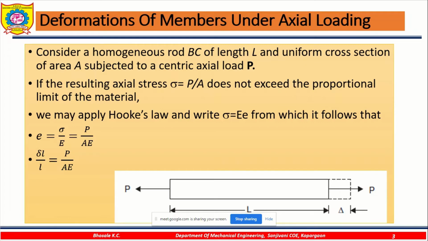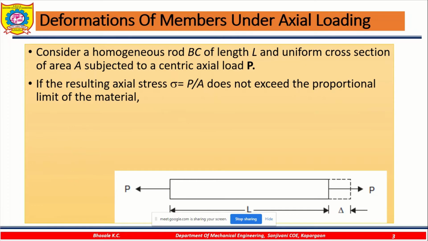So from this, last step, this is delta L, delta L upon L equal to P upon AE. So we know that the first formula is sigma. Sigma means stress equal to load upon area. This is the first formula. Sigma will be equal to load upon area.